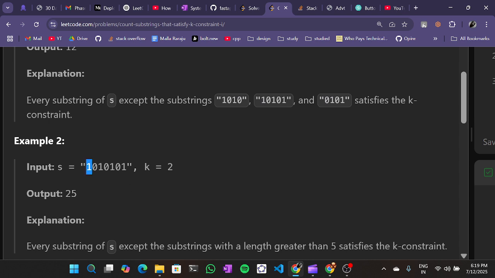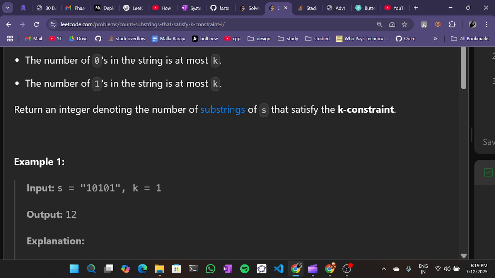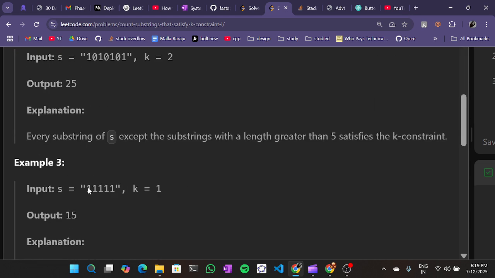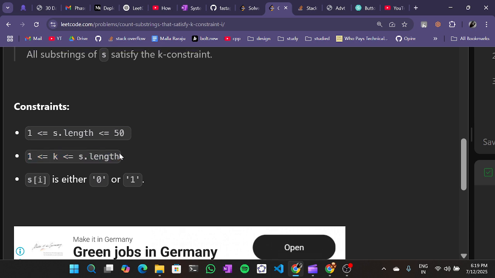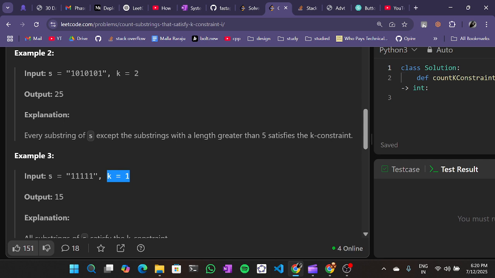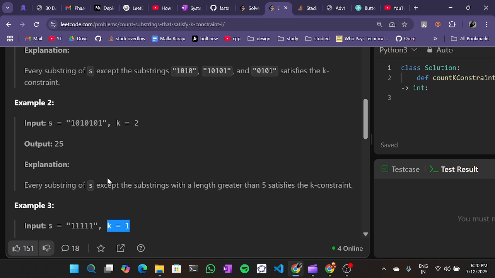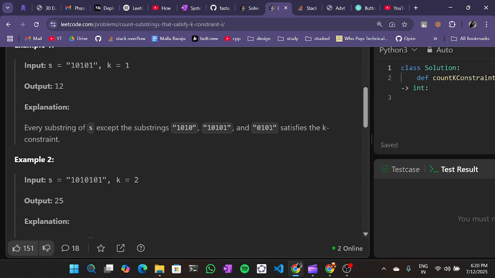So let's see. We can consider all ones. By default we'll have all the single ones. Let's see the constraints first. The length of the string will be between 1 and 50, and k will be between 1 and the length of the string. So k will always be between 1 and the length of the string, so we can always consider single elements. So the answer will be greater than or equal to the length of the string.